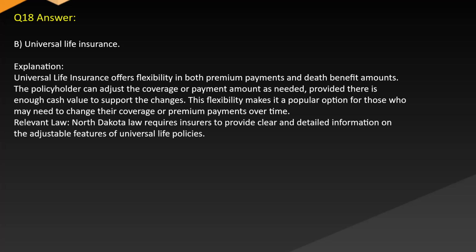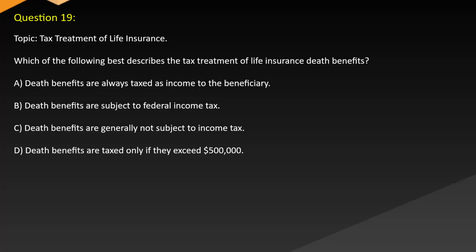Answer: B. Universal life insurance. Explanation: universal life insurance offers flexibility in both premium payments and death benefit amounts. The policyholder can adjust the coverage or payment amount as needed, provided there is enough cash value to support the changes. This flexibility makes it a popular option for those who may need to change their coverage or premium payments over time. Relevant law: North Dakota law requires insurers to provide clear and detailed information on the adjustable features of universal life policies.